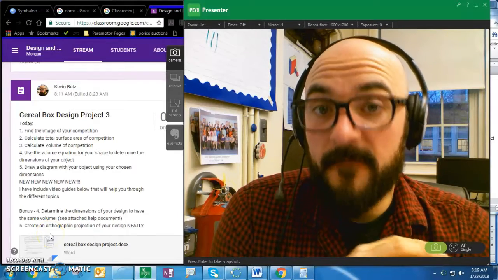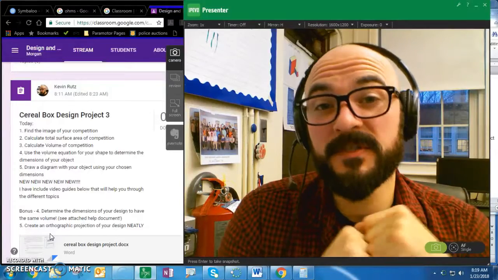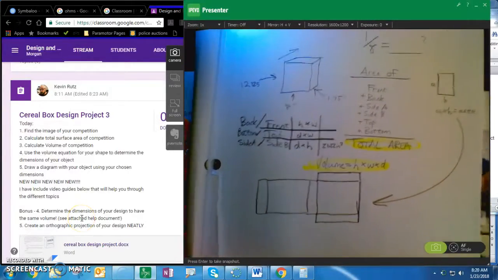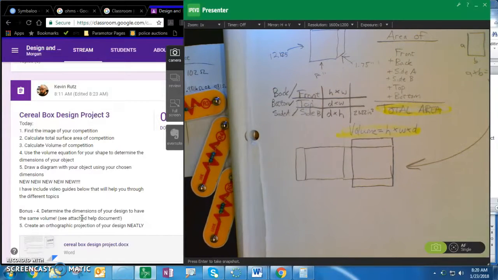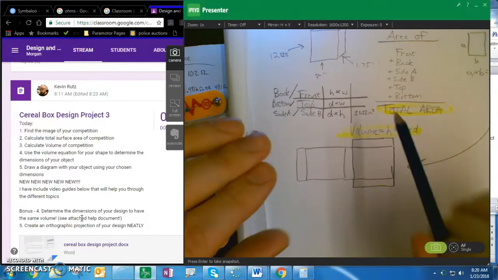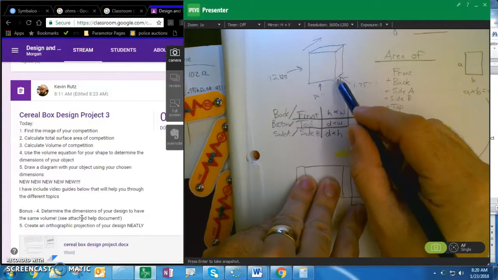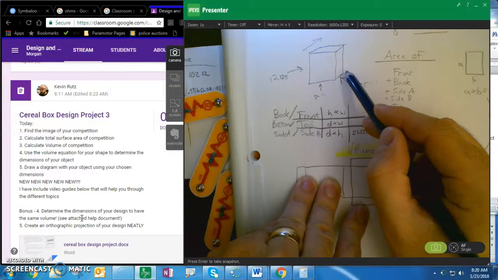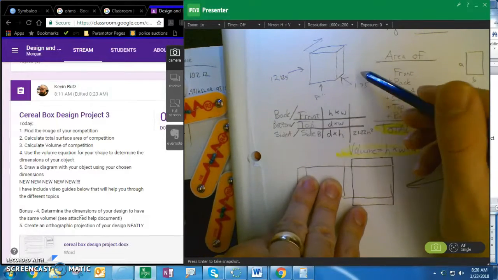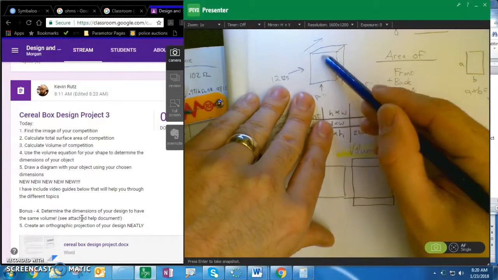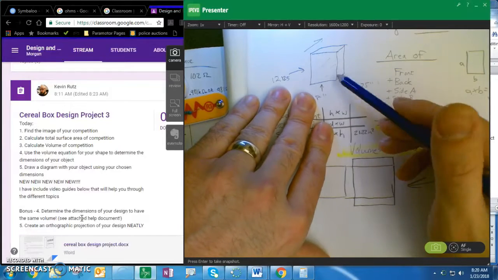Now let's talk about volume and how you could use it to figure out the size of your new cereal box. Okay, so now that we've had our surface area figured out, we're going to use that later to figure out cost. But volume is really just height times width times depth. So height times width times depth for a rectangle or a cube. So the volume is all the space inside of a cereal box or inside of any object really.